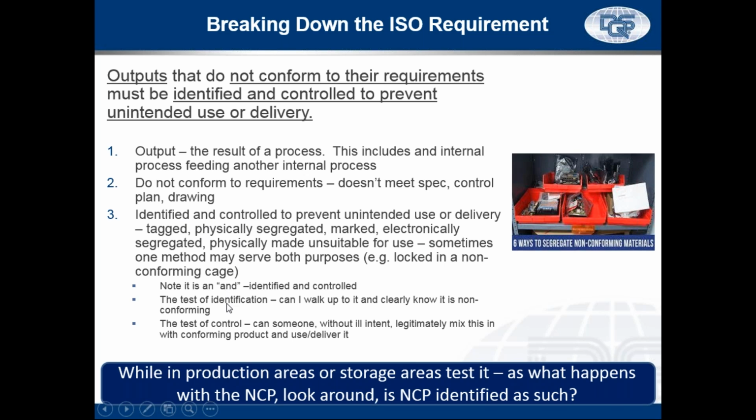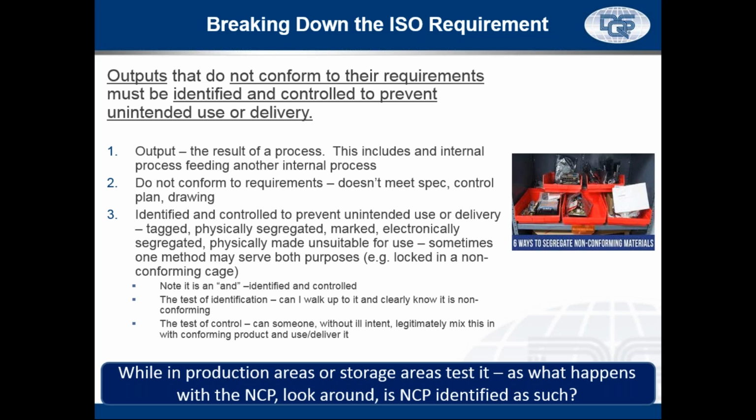And how do you do it? Well, you do it on the floor, right? The test of identification is you can walk up to a product and clearly know whether it's non-conforming or whether it's good. You should do this throughout your audit of the manufacturing process. This whole concept of auditing the requirements, 8.7, begins with the audit of manufacturing. You don't do the rest of it where we talk about disposition until after you've done the audit of manufacturing.